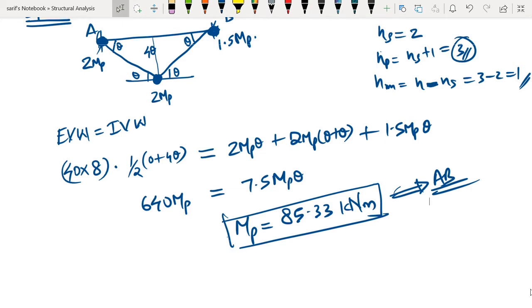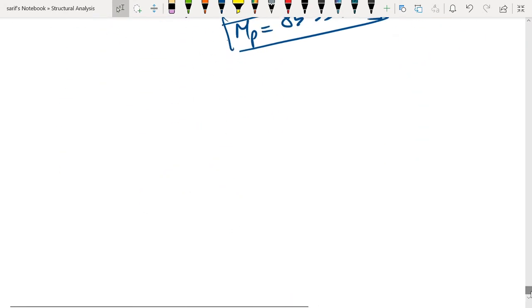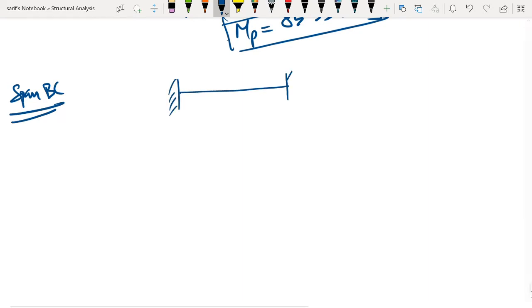Now let us consider the collapse mechanism for the span BC. We are going to consider span BC again as both ends fixed, because both the interior supports can be considered as fixed ends. They have partial fixity and therefore can be considered as fixed ends for the sake of analysis.